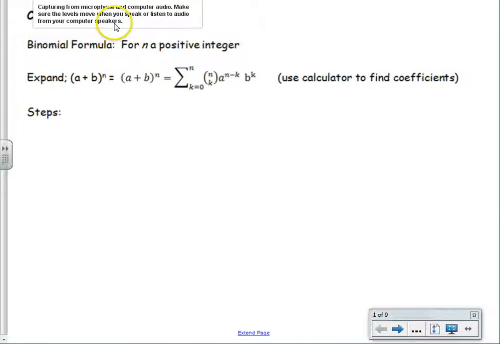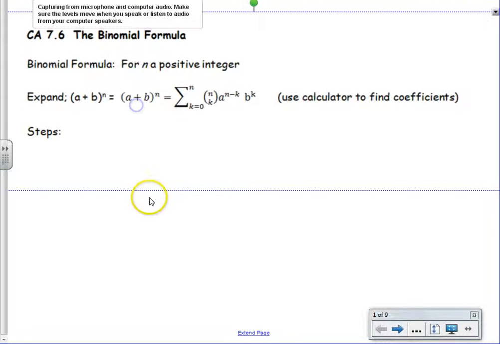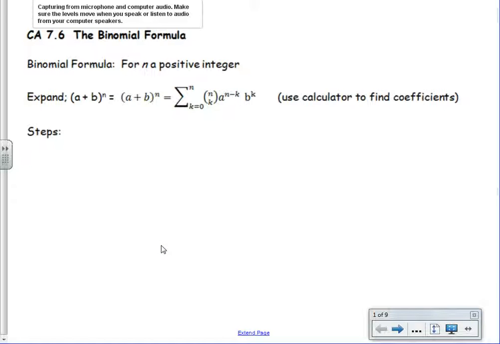So our section, 7.6, is about binomial expansion. It's possible that when you were in Algebra 2 you learned a little bit about expanding using Pascal's triangle. Well, the approach we're going to take today is using the binomial formula with combinations. It's kind of an exciting lesson, and it's probably one of the harder ones we've done, but that's all right. We're up for the challenge.